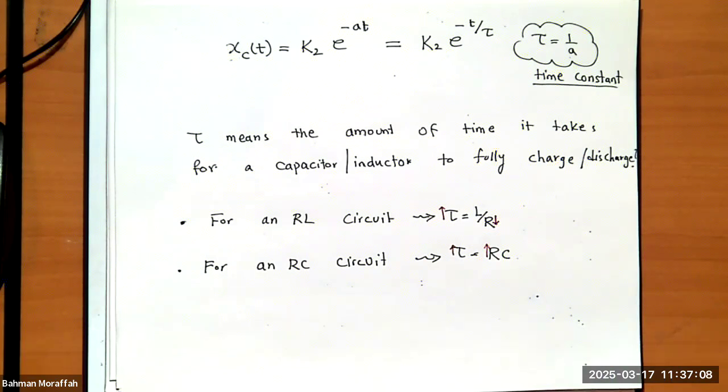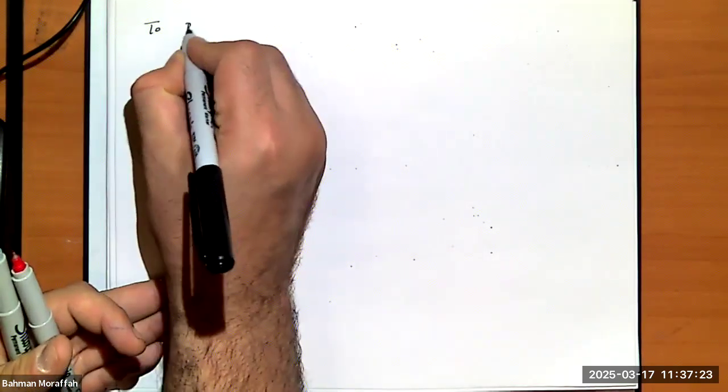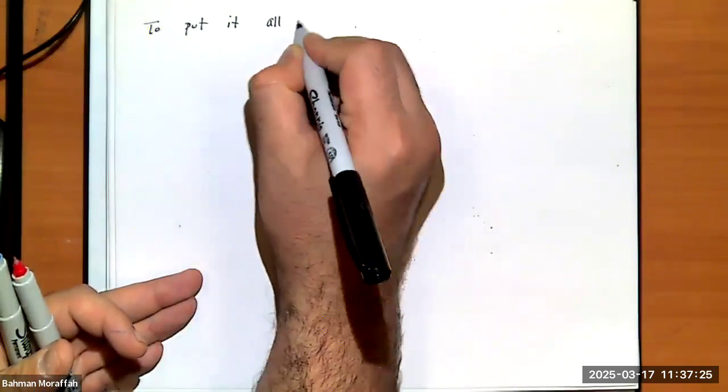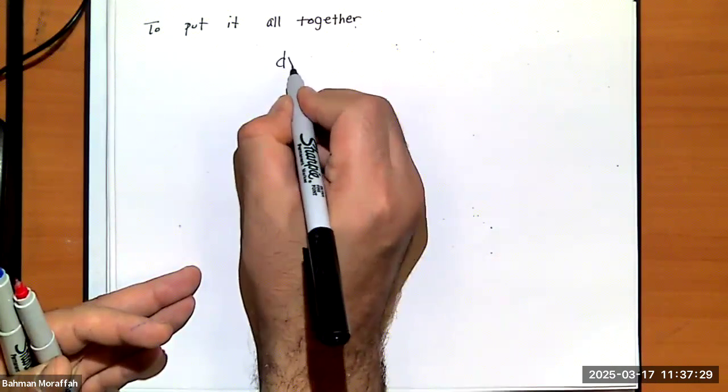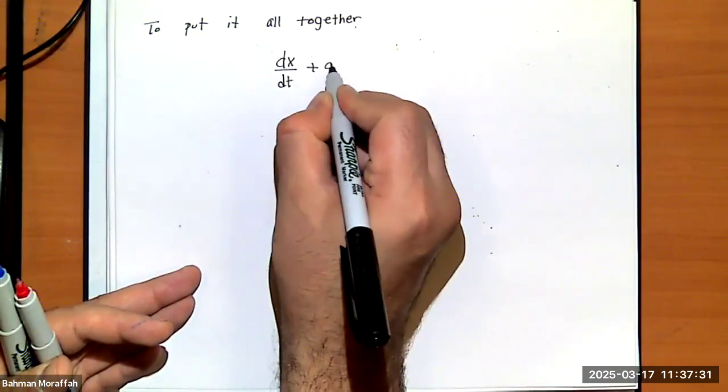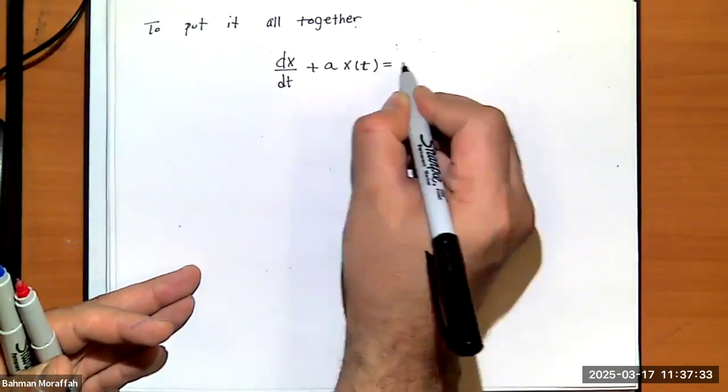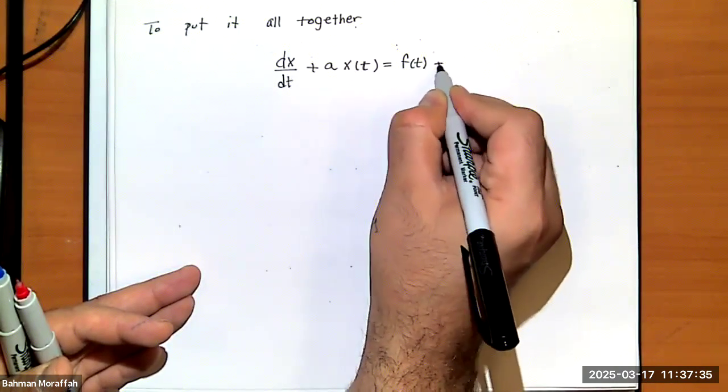But that's basically the intuition behind it. That's the main reason that we're writing it in terms of tau. So to put it all together, this is what we have. We have this differential equation, and this f of t is constant.